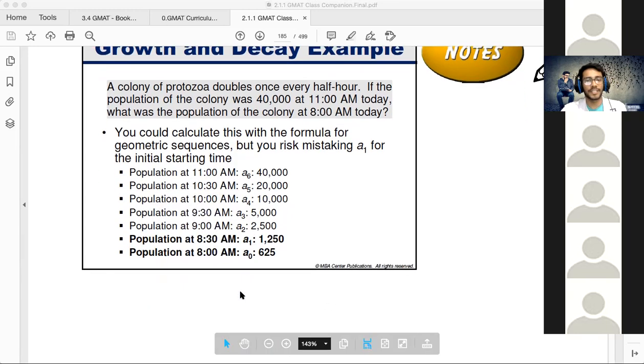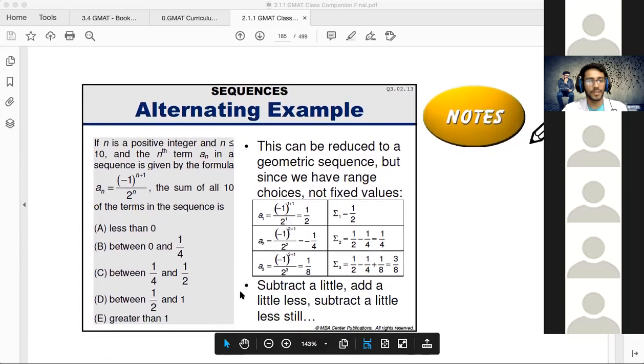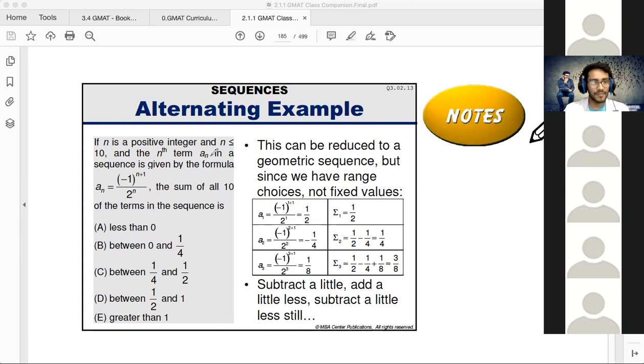These are all growth and decay examples. What is this? Let's check. If n is a positive integer and n is less than or equal to 10, so you can choose any value. That means n lies from 0 up to 10. And the nth term a_n in a sequence is given by the formula.